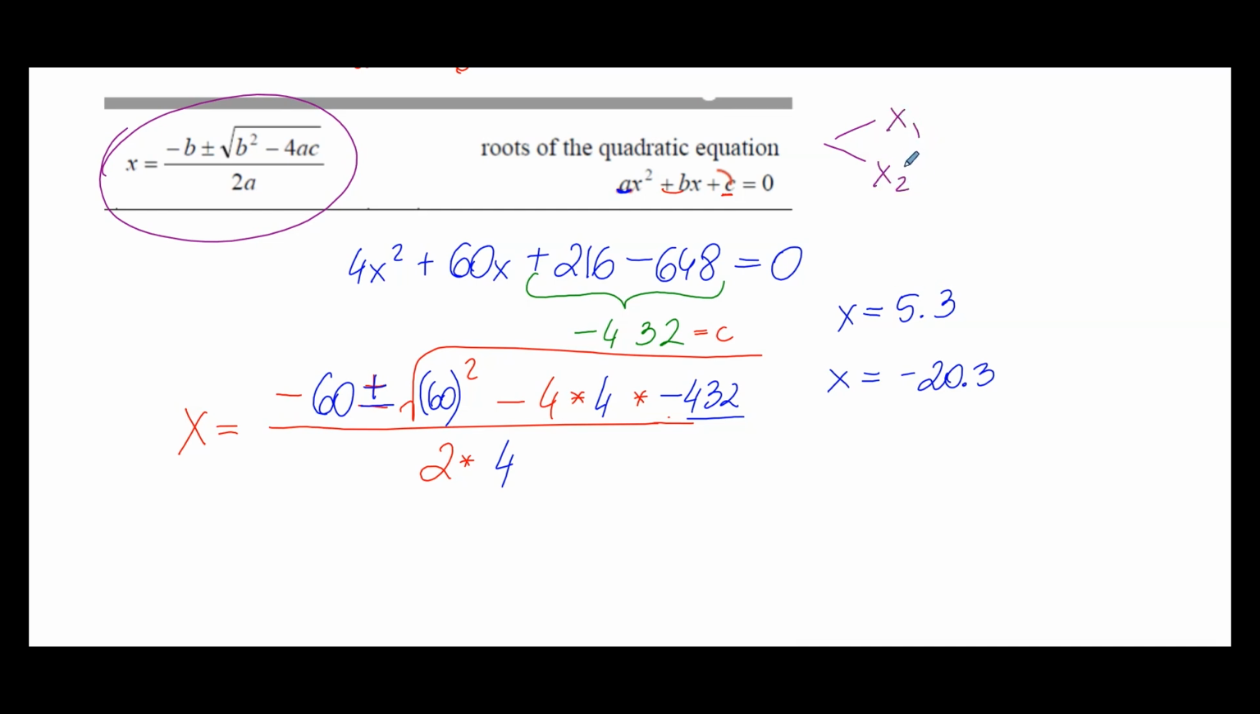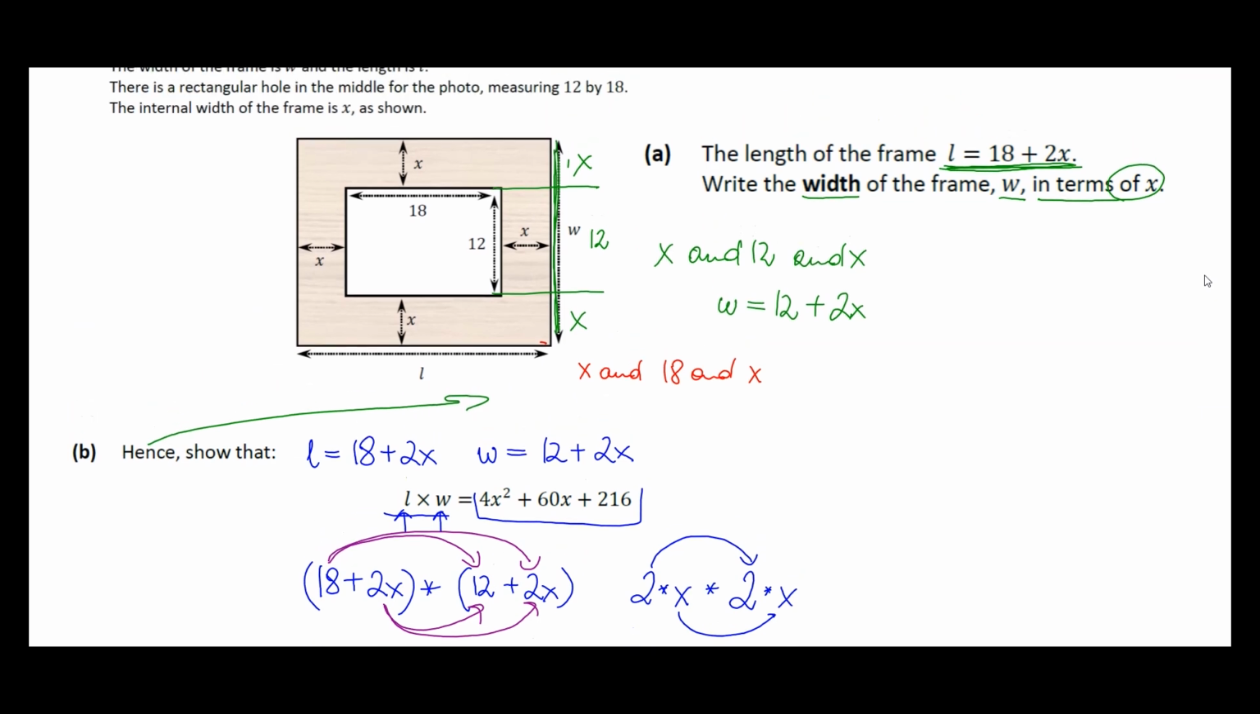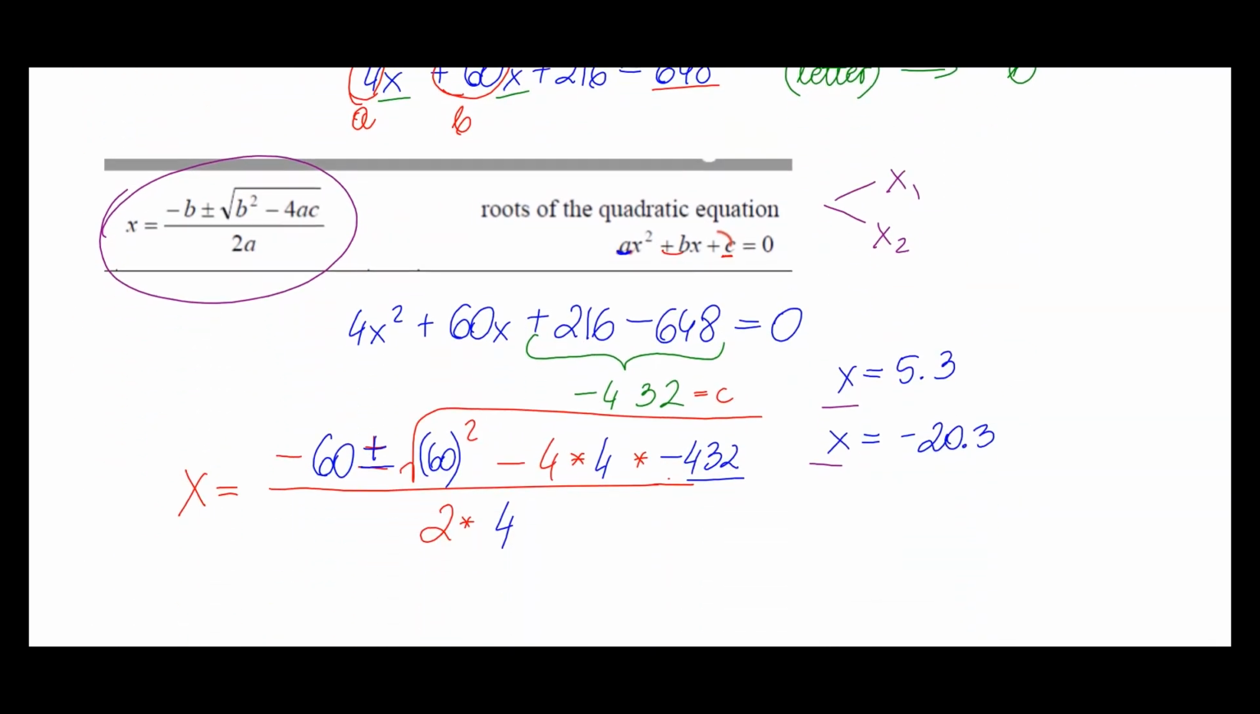So two answers. And always with the minus b formula, we have to check if both answers are applicable in the question. So what was x representing in this question? Let's remember, where did we get that x from? X is the width of the frame. So that means, can I have a width of 5.3 centimeters? Yes. Can I have a width of minus 20 centimeters? No, I can't. So this is not an applicable answer. So that's our answer here. Again, please make sure you know how to use this formula.